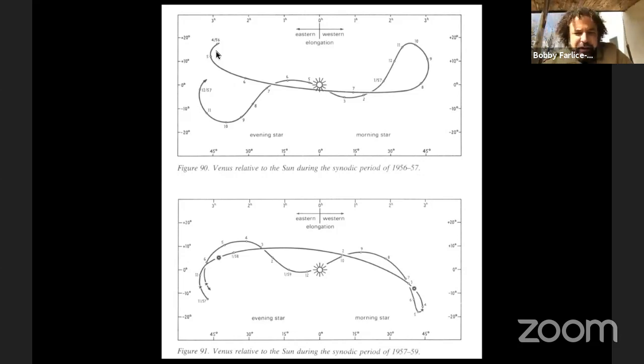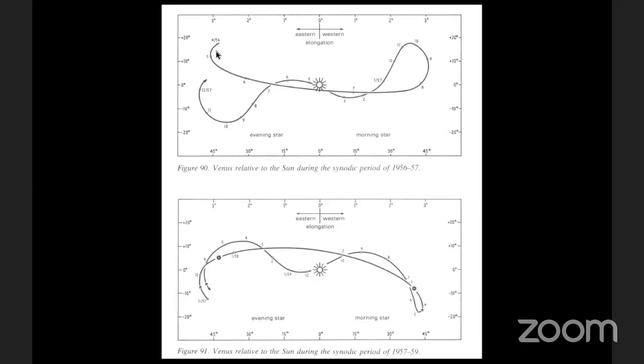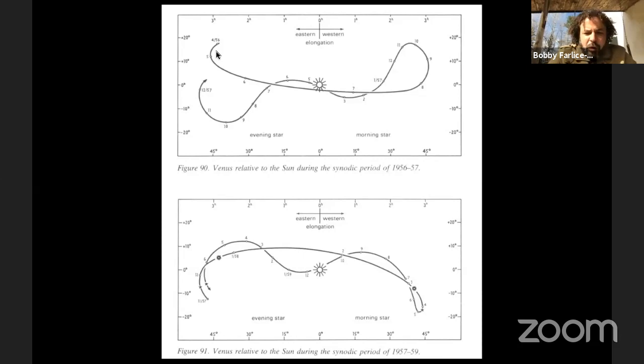Look at the top picture, 1956 to 1957. Look at the picture below. Did it do the same thing? No. It's a completely different arrangement. This time Venus went over the sun instead of under the sun. And that's because sometimes Earth is above or below the plane. So here's a good way to think about it.